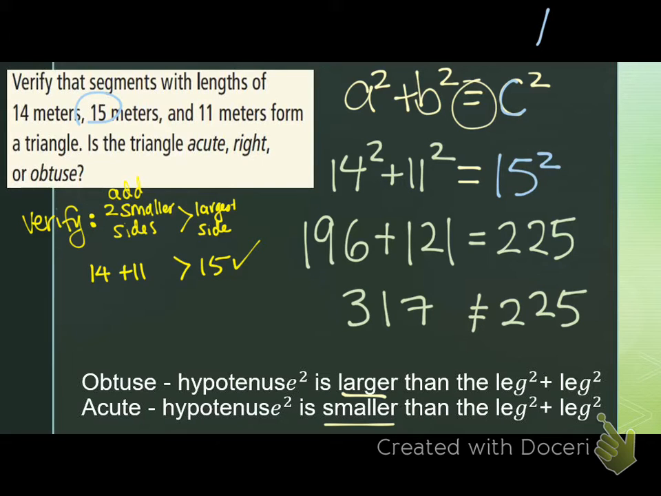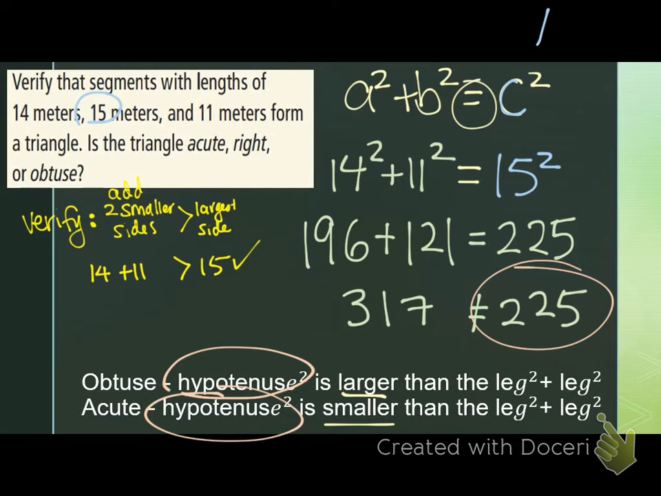We need to decide what kind of triangle we do have. We want to decide about the hypotenuse squared. If the hypotenuse squared is larger, it is obtuse. If the hypotenuse squared is smaller, then it is acute. Which of these numbers represents the hypotenuse squared? 225. So is 225 larger or smaller than the leg squared plus the leg squared? It is smaller. So this is an acute triangle.